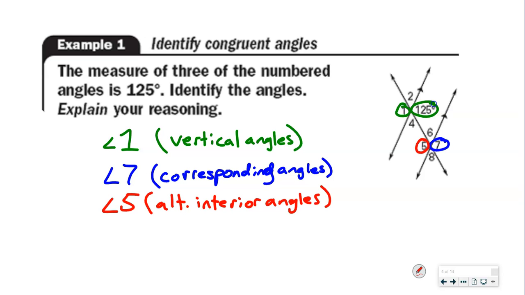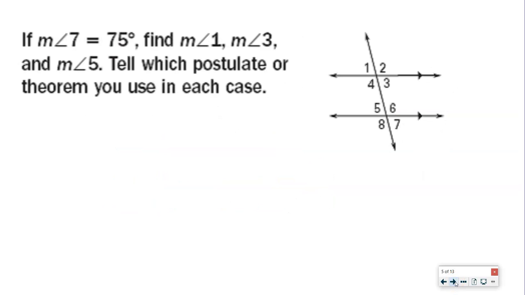Angles 5 and 125 are alternate interior angles. Next, if the measure of angle 7 equals 75 degrees, we need to find the measure of angle 1, 3, and 5, and tell which postulate or theorem we use in each case.